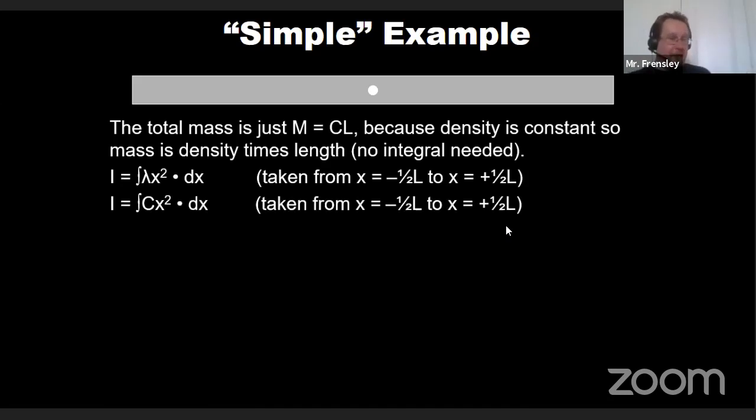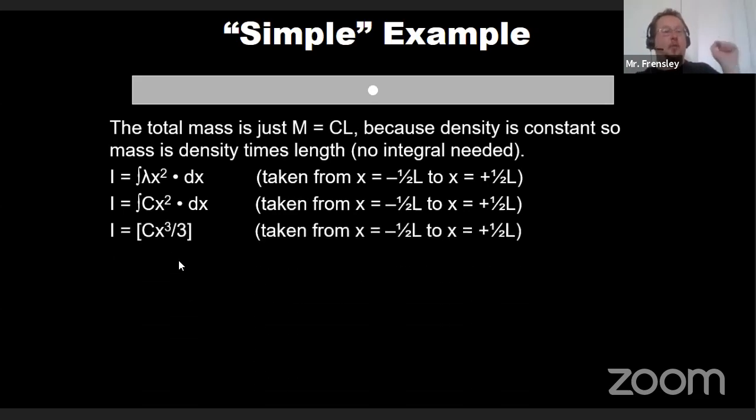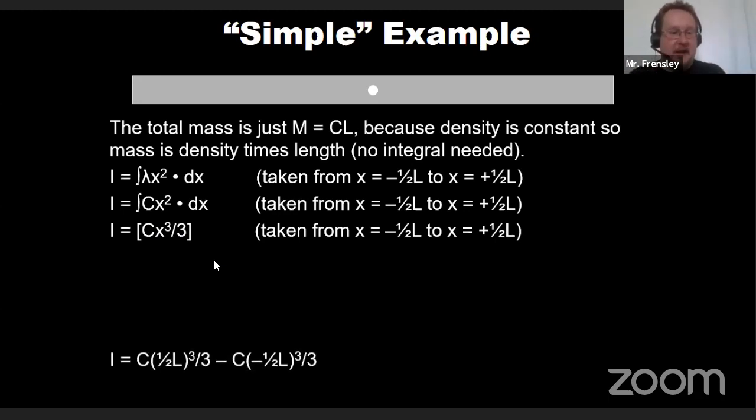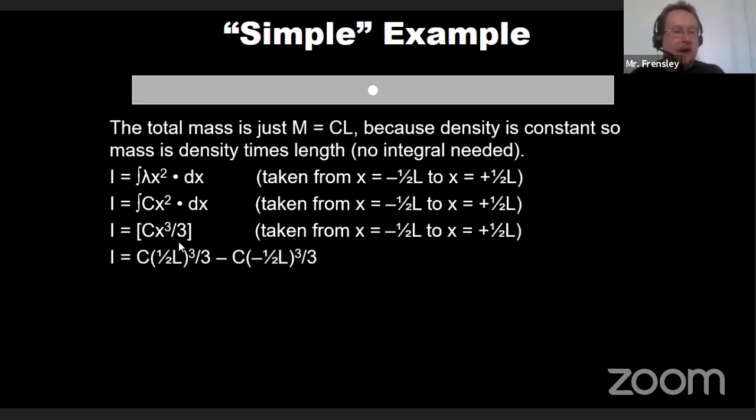So I plug in my function. Okay, the density is just C, so that's easy. Cx squared dx. So then I'm going to integrate that. So the integral of cx squared is 1/3 cx cubed. And I have not applied the limits yet, so I'm still indicating my limits here. So now I'm going to plug in 1/2 L into x cubed minus what I get when I plug in negative 1/2 L.